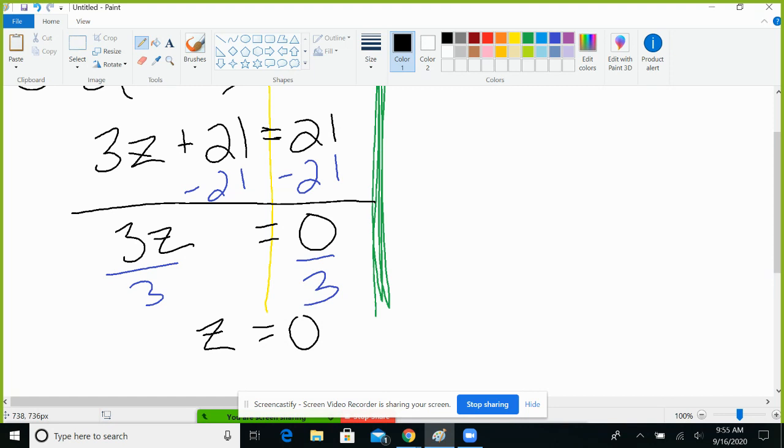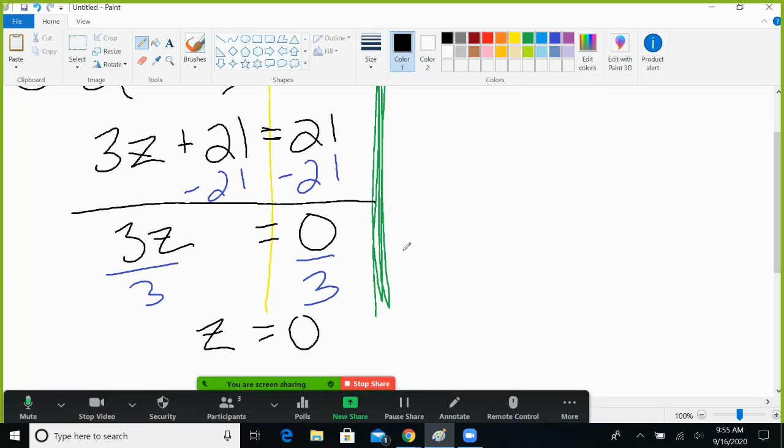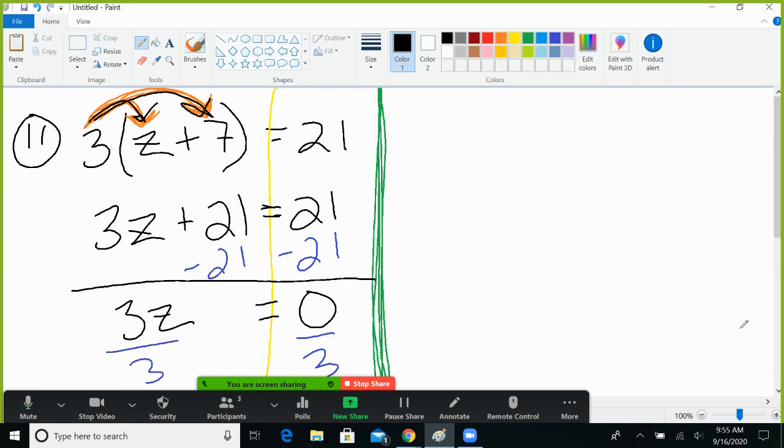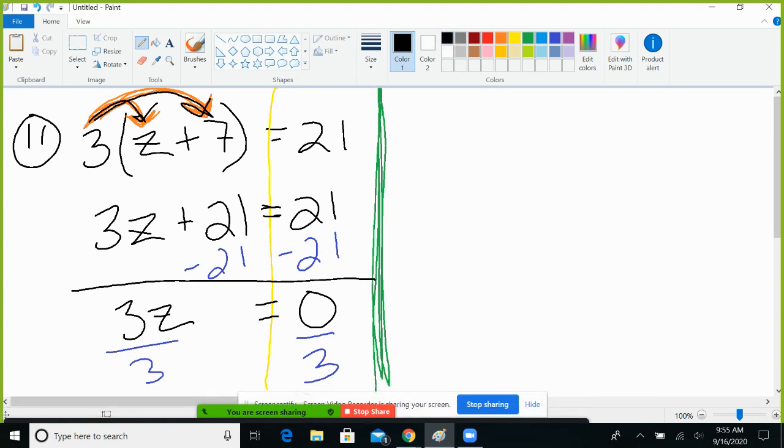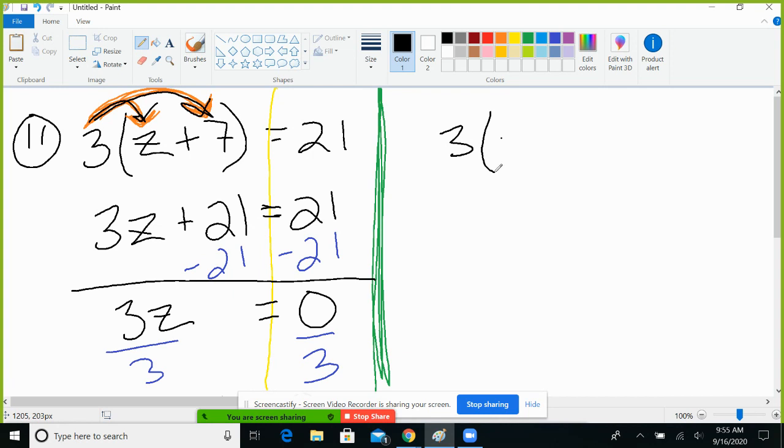I'm going to show you a different way to do this one. So that's why I put this big green line down the middle. I want to show you a different way. If we have the exact same problem, a different way to solve it. And whichever one of these ways works for you is fine. If one of these ways doesn't make any sense, just cross it out.